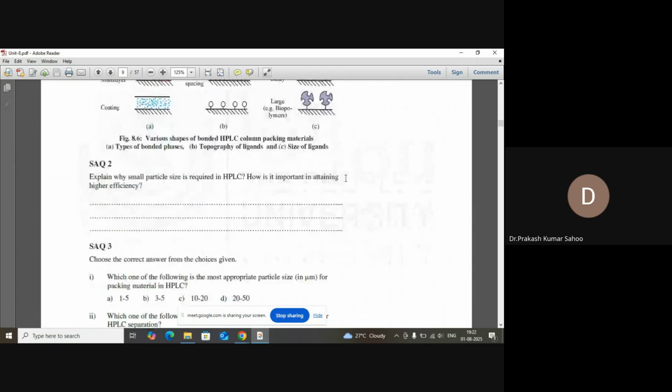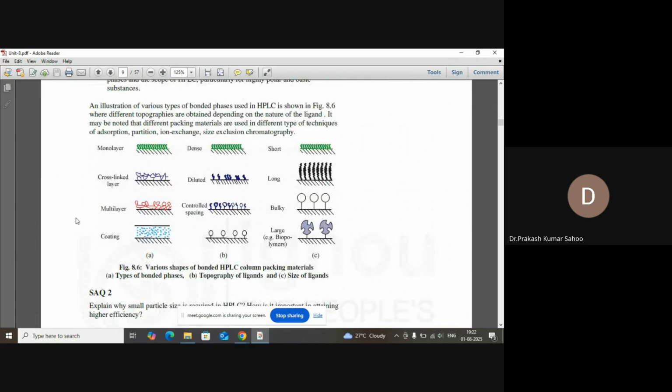So this is all about what type of bonds are made by the constituents with the stationary phase. This is the type of ligand, and C is the size of the ligand.